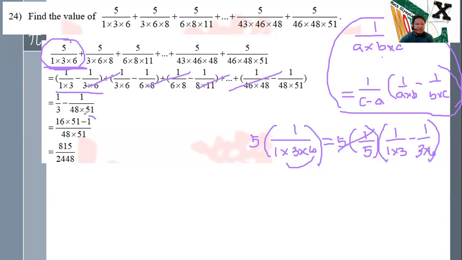And eventually, you can use fractions. Let's simplify with the LCM. The first one will be multiplied by 16 times 51. The 1/3 is like 16 times 51 over that, minus 1 over 48 times 51. Simplifying, that's 815 over 248. So another partial fraction problem, similar to this one.